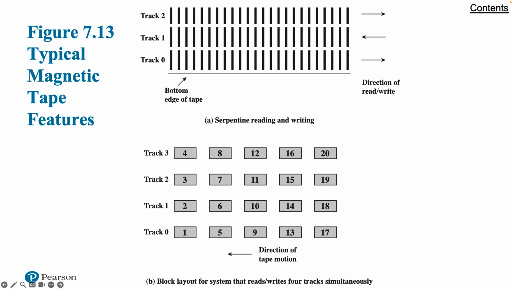To increase speed, the read-write head is capable of reading and writing a number of adjacent tracks simultaneously, typically 2 to 8 tracks. Data are still recorded serially along individual tracks, but blocks in sequence are stored on adjacent tracks, as is suggested by 7.13b, what we're showing on the bottom of this figure.